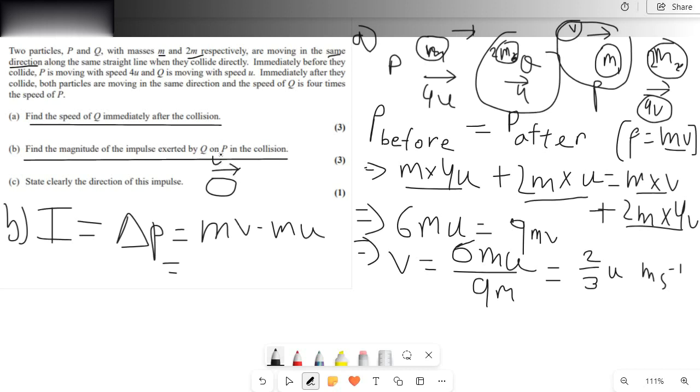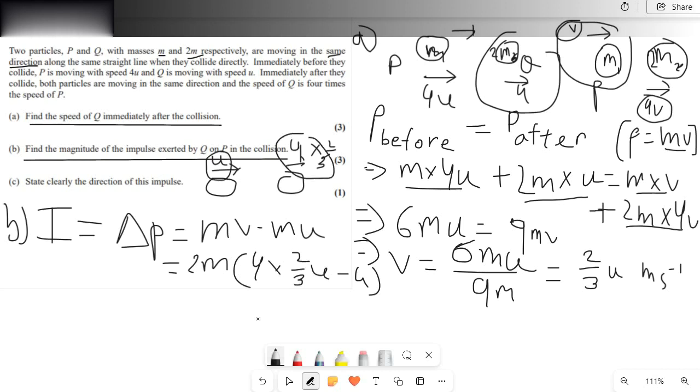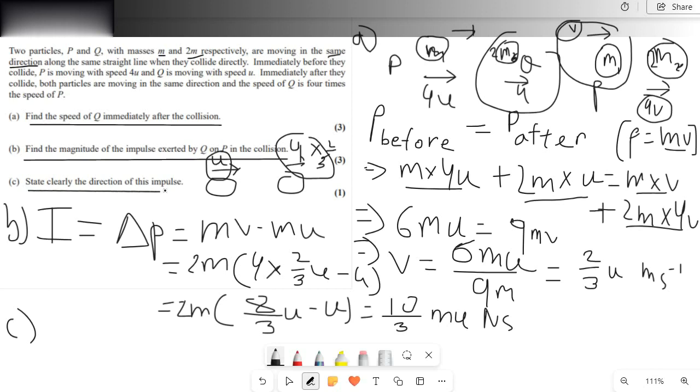If this was u and the final velocity was 4 multiplied with v, which is 4 into 2/3, we can say that the mass is 2m and the final velocity was 4 into 2/3 of u minus u, because both of them are towards the right, so both will be positive, and we get 2m multiplied with 8/3 u minus u, and so the final answer is 10/3 mu Newton seconds. For number C, state clearly the direction of the impulse.